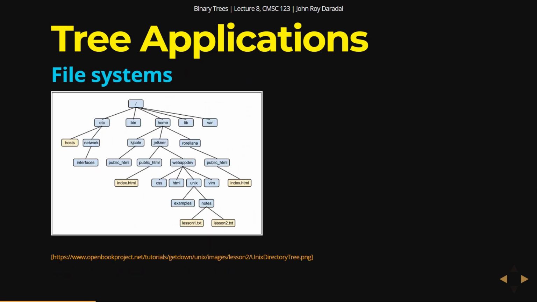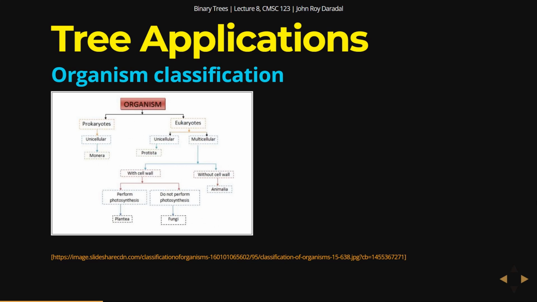You can also use this in file systems, right? So the root is here and then you have several folders and then subfolders and then subfolders and so on. Okay, so that can also be visualized using a tree. And then in biology, you have organism classification, so you can also use trees to visualize that, right? So you have organisms, prokaryotes, eukaryotes, and so on. And then it also models hierarchy, right?